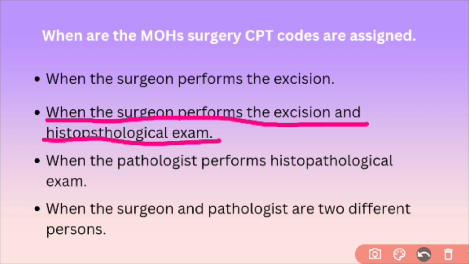So here the surgeon is performing as a pathologist and a surgeon, by excision of the tissue and also histopathological exam. If the surgeon acts as a pathologist also, then the CPT codes from Mohs surgery are assigned. So the answer is, when the surgeon performs both duties, excision of the tumor and also histopathological exam, then we have to assign the codes from Mohs surgery.